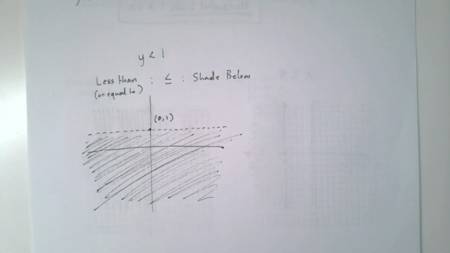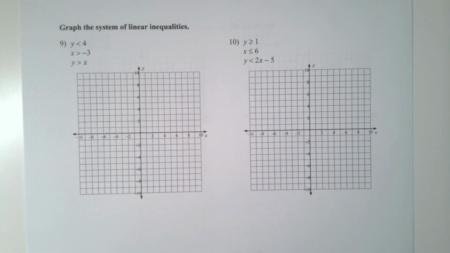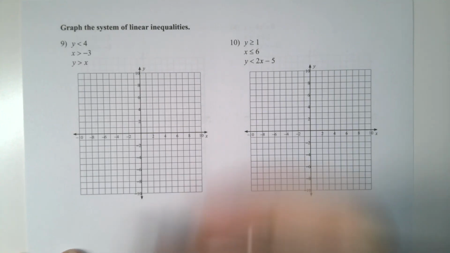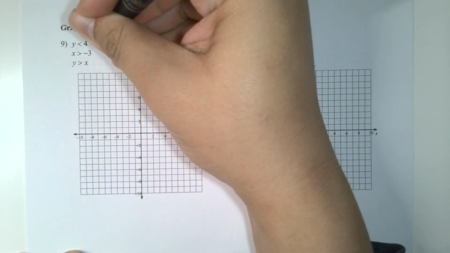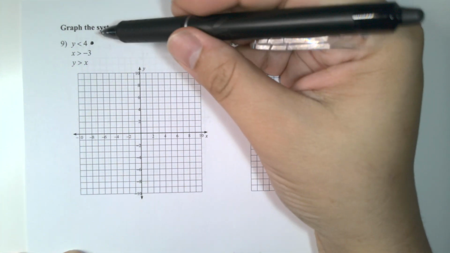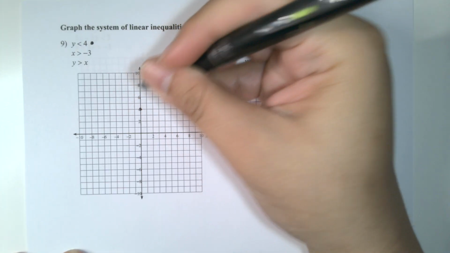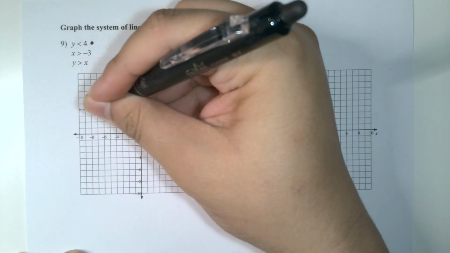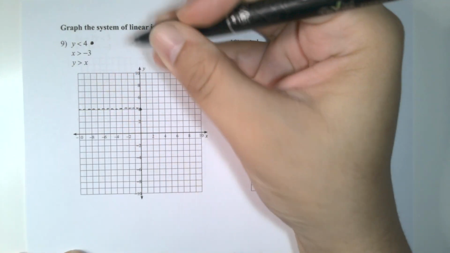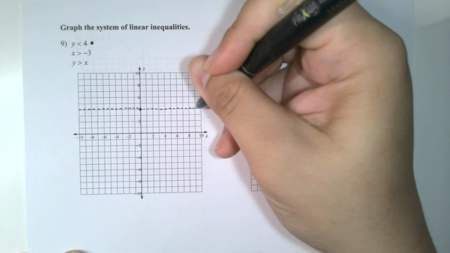So now that we have that information out of the way, we're actually ready to tackle the problems that we have, starting with number 9. And with these, I'm going to shade these with 3 different colors, and I recommend you do the same thing. So in this first one, I'm going to shade with black. So with y less than 4, we remember this is going to be a horizontal line, and I'm going to find where 4 is. I'm going to use a dotted line because it just has the less than symbol. It doesn't have that little bar underneath.